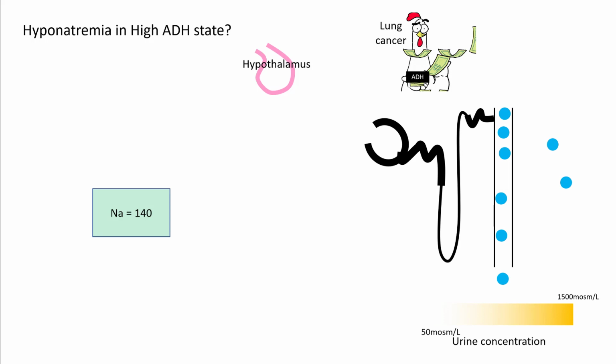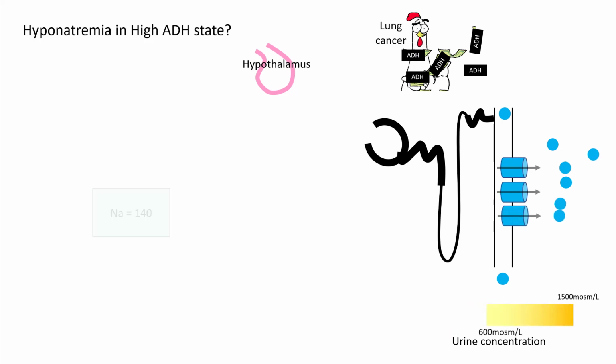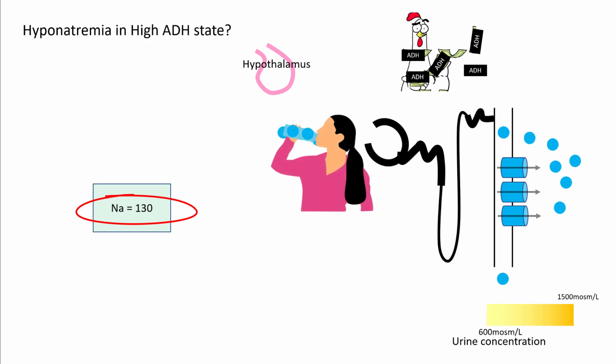Let's take an example of ADH secreting lung cancer. As the level of ADH rises, so does the number of aquaporin channels, resulting in more free water absorption, resulting in higher urine concentration and lower sodium. If this patient drinks more water than the solute, the free water is going to get absorbed by this mechanism and it's going to drop the sodium even further.